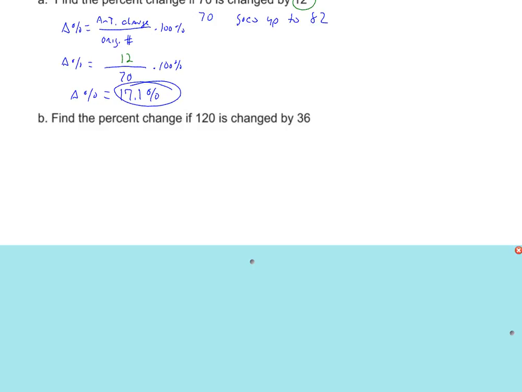Okay, so you see a similar problem here. Pretty simplistic. Change in percent, right? So go ahead and write your formula. You don't need me to say it. You have it right in front of you. Write your formula.